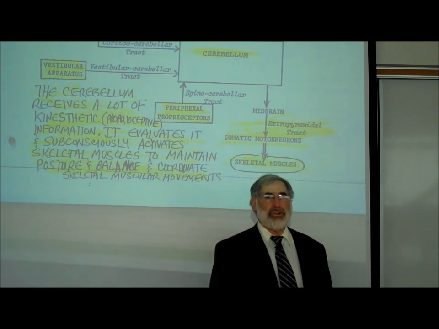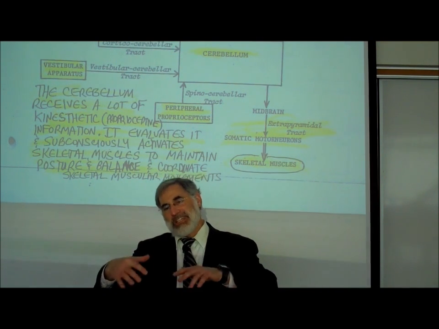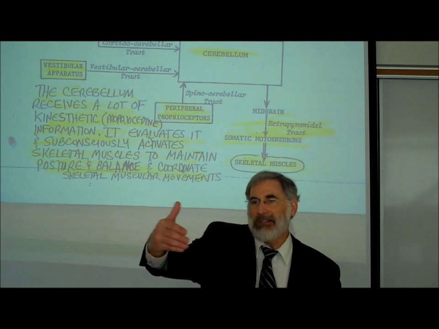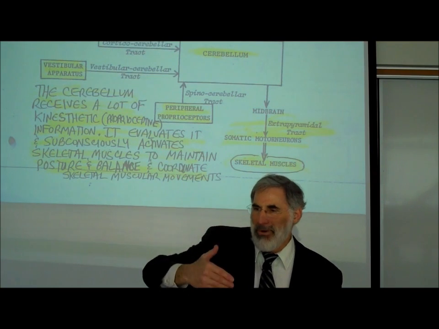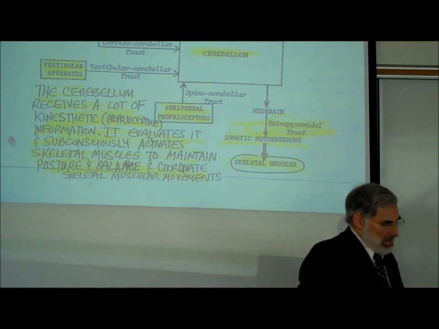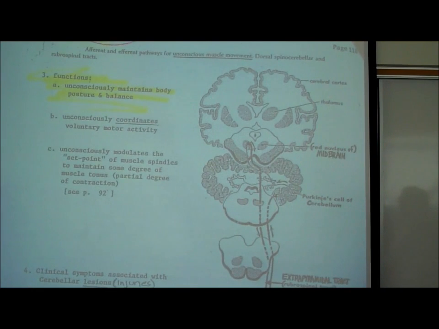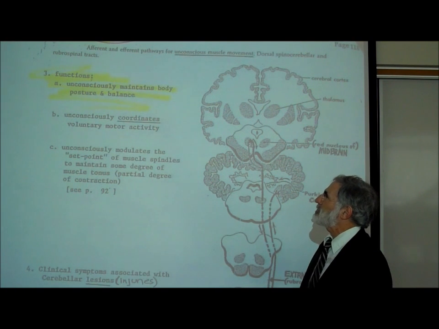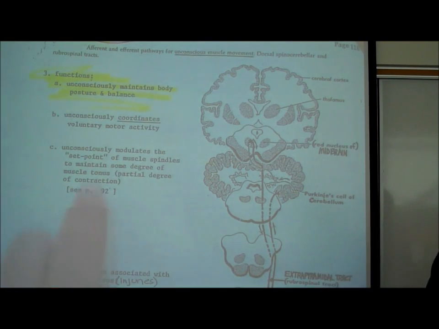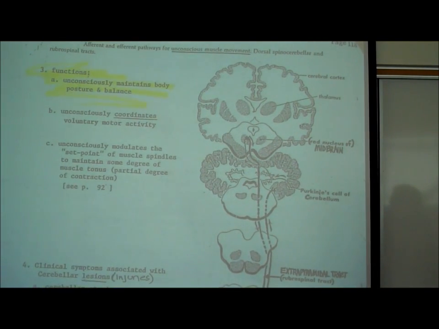So who's the general in charge? The cerebral cortex. Who is the high-ranking officer that actually deals with the details of the activation of the skeletal muscles to move the hand from point A to point B? The cerebellum. On the next page, on page 118, we've listed that the cerebellum unconsciously maintains body posture and balance, and it unconsciously coordinates voluntary motor activity.